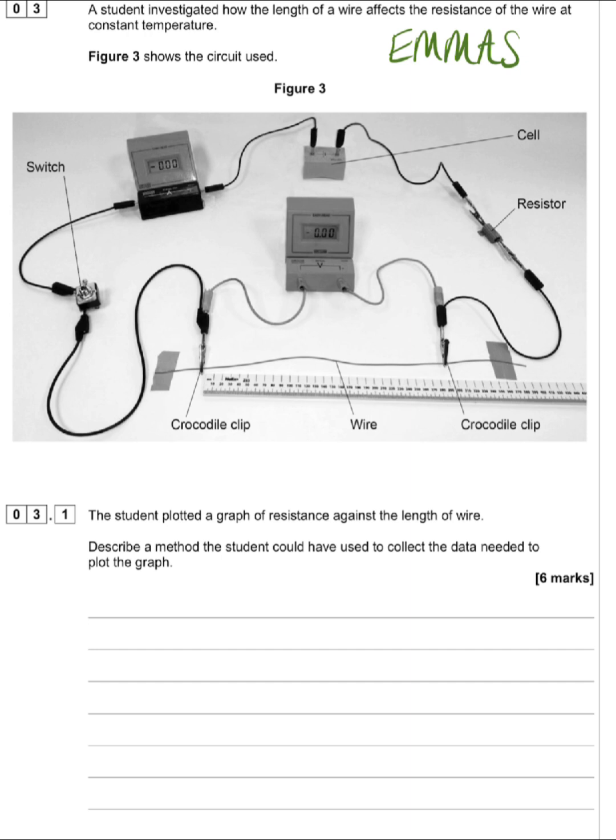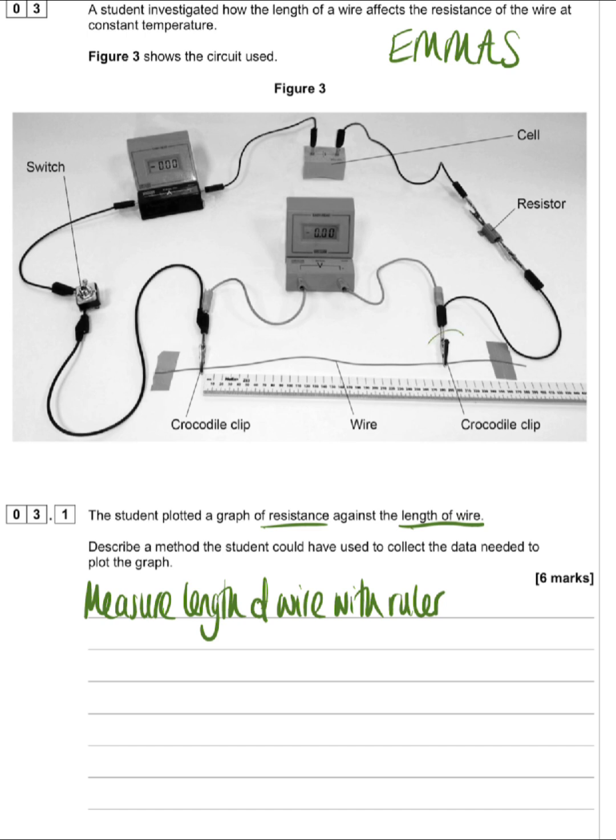So the first thing here is we are looking to change the length of wire and measure the resistance. So we're going to have to start by measuring our length of wire, and to do that we're going to need a ruler. But our length of wire is our independent variable, so we know we're going to need to change that. So we need to talk about how we're going to change that. If you can see here, we've got crocodile clips. They can be moved. So we're going to vary our length by moving our crocodile clips.